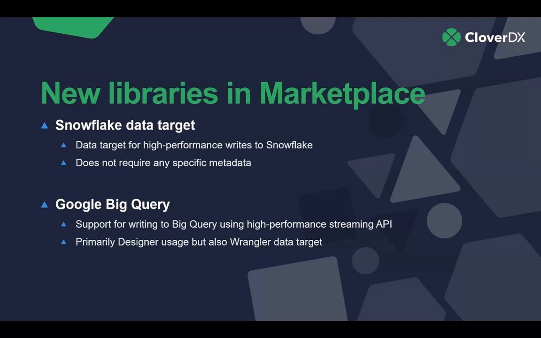Again, it allows you to write to BigQuery from Wrangler, but its primary usage is for high performance data loads directly from Designer. There's a lot of options in the component that allow you to fine tune how it works with data, and it uses the high performance streaming API, so you can load massive data volumes into BigQuery very quickly. Both of the libraries are available in the marketplace for free, so you can download them. You can even look inside to see how they are implemented as an inspiration if you need to do something similar.